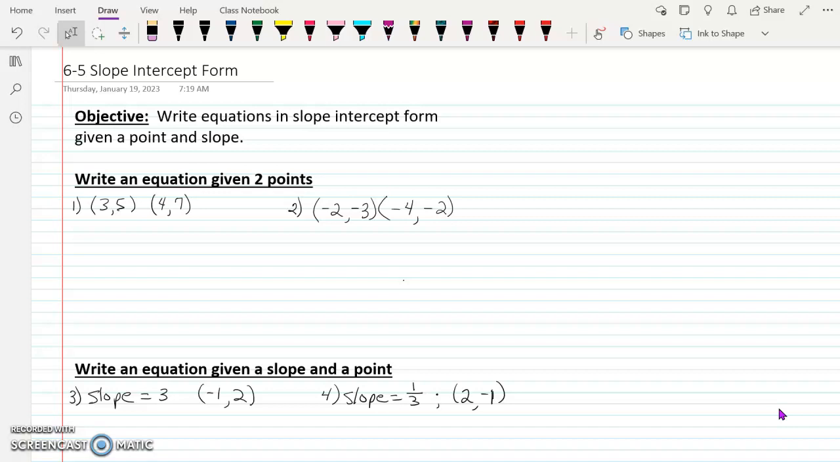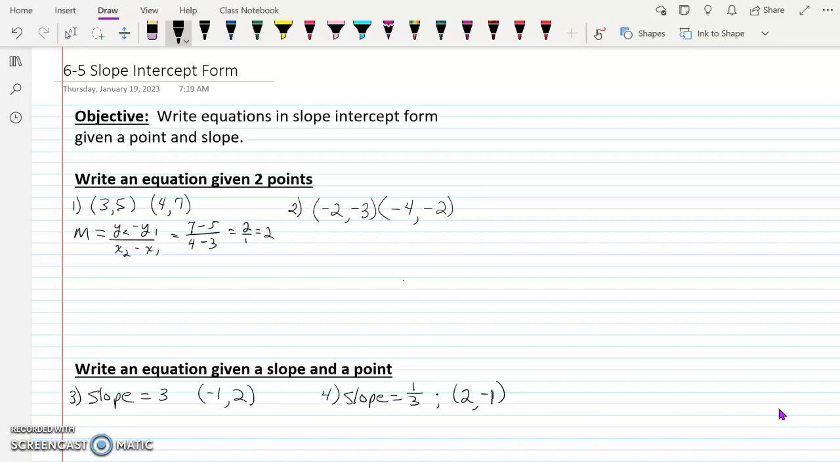So here we see in this first example that we're given (3, 5) and (4, 7). So just like with other ones, we're going to have to find a slope and a y-intercept. So first, let's find our slope. Our slope would be y2 minus y1 over x2 minus x1, which would just be 7 minus 5 over 4 minus 3, which is 2 over 1 or 2.